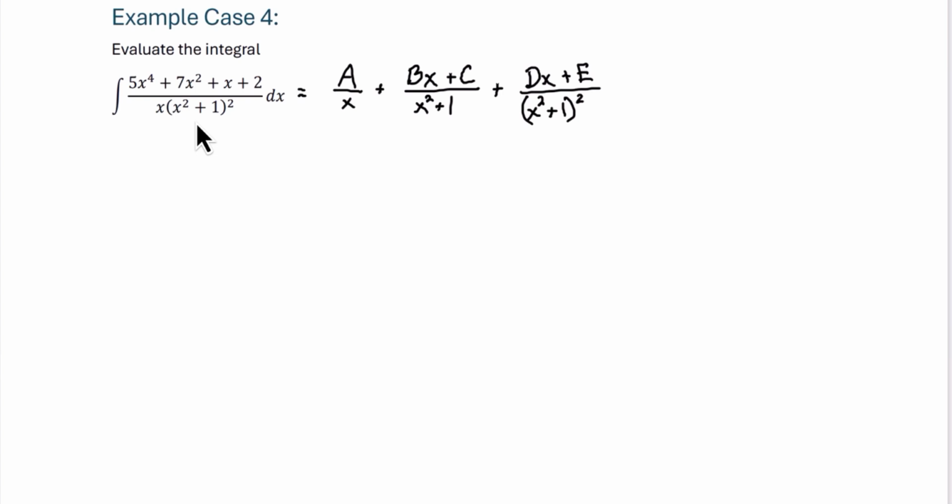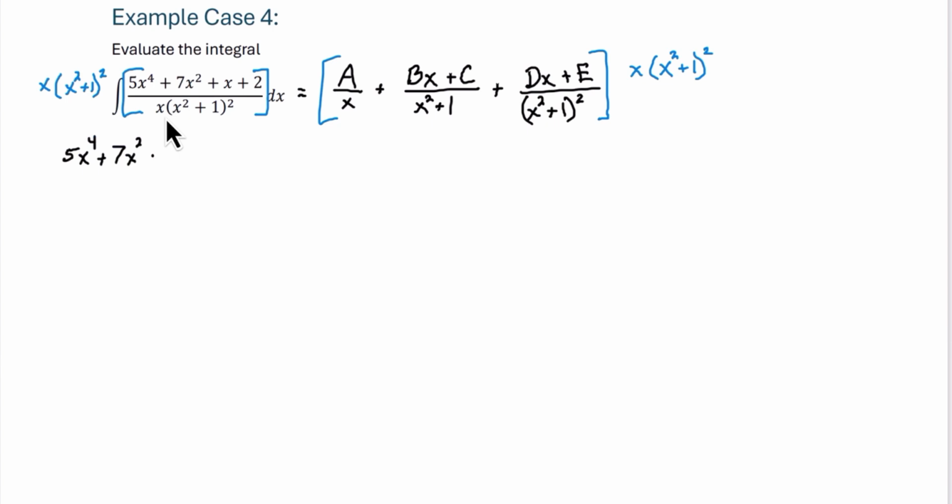At this point, we want to multiply both sides by the LCD. That is x times x squared plus 1 quantity squared. Again, we are ignoring the integration for just a moment, just focusing on fractions. On the left, the LCD times the fraction will cancel the denominator, leaving us with 5x to the fourth plus 7x squared plus x plus 2.